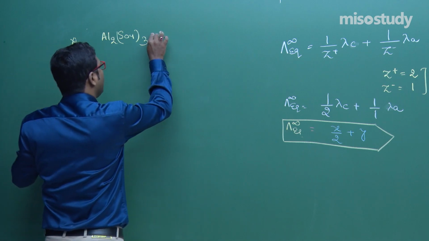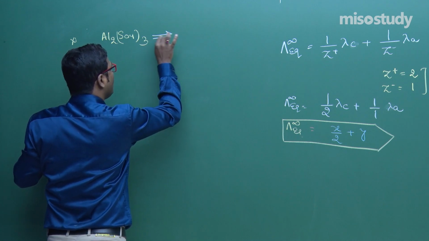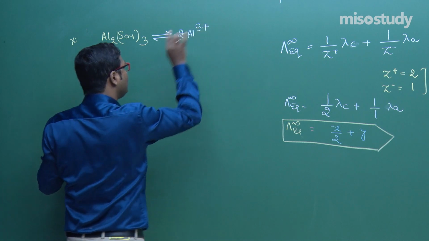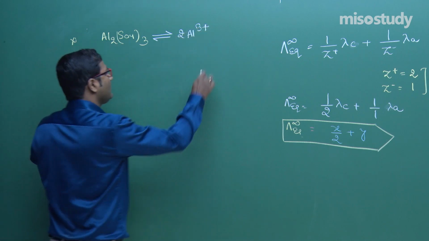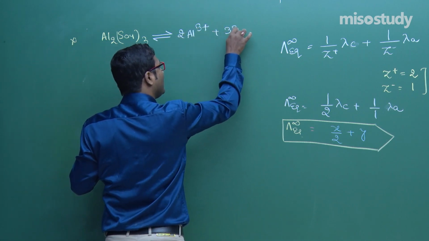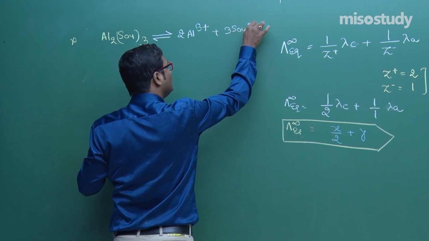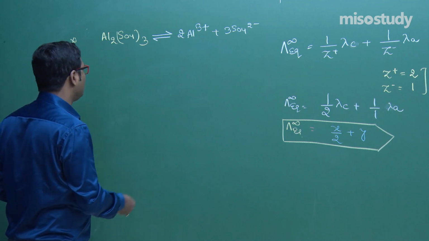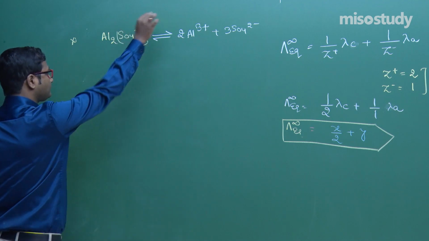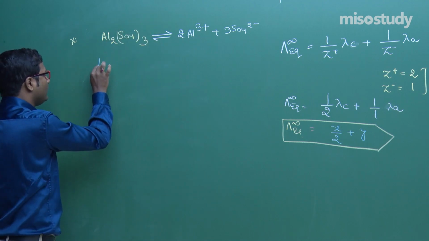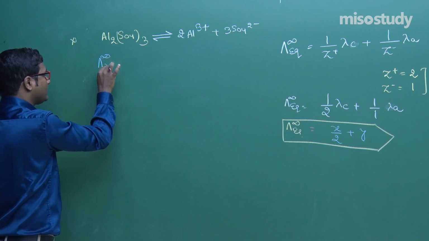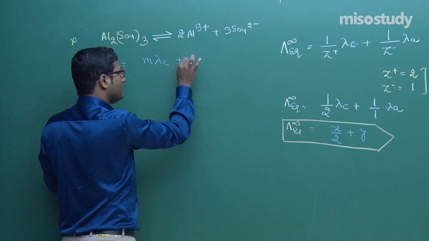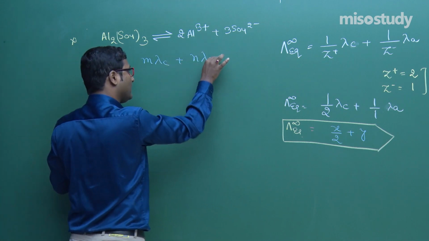As we know, Al2(SO4)3 will dissociate like this, into 2Al3+ and 3SO4 2-. This is the case, and in this case what to do, my friend? That is the expression here for molar conductivity at infinite dilution, which is equal to m lambda c plus n lambda a.